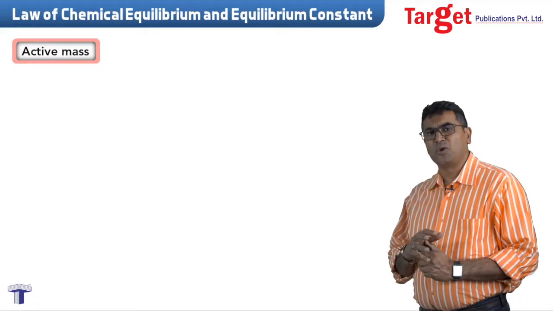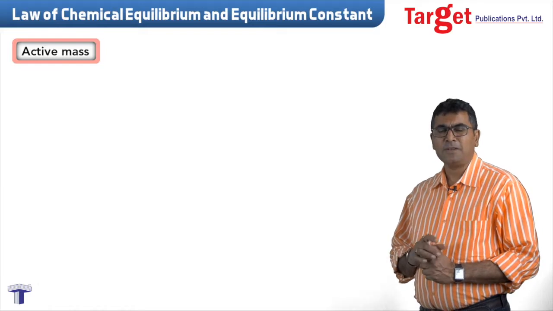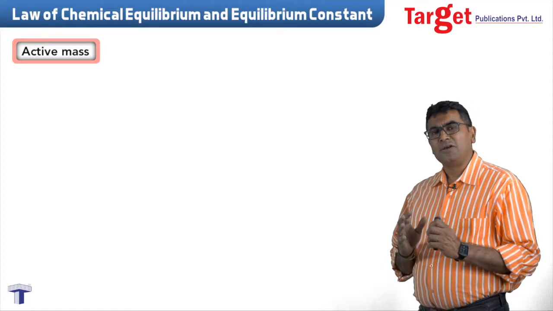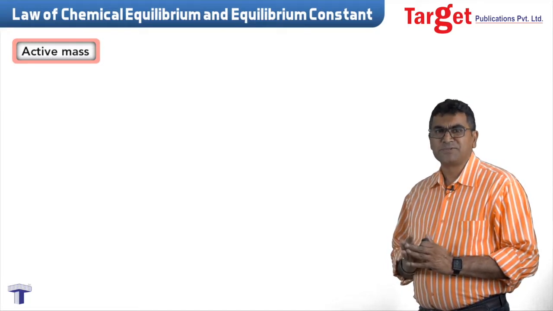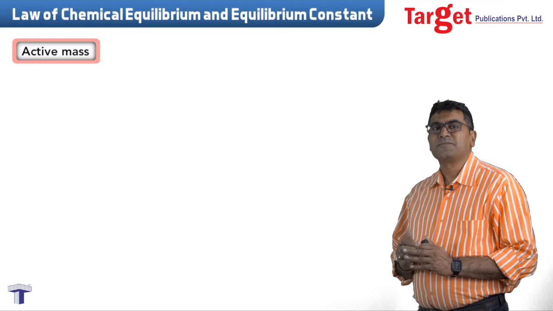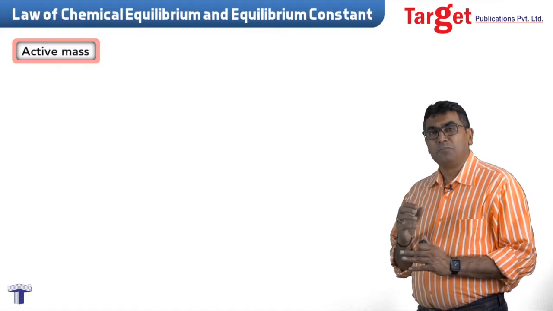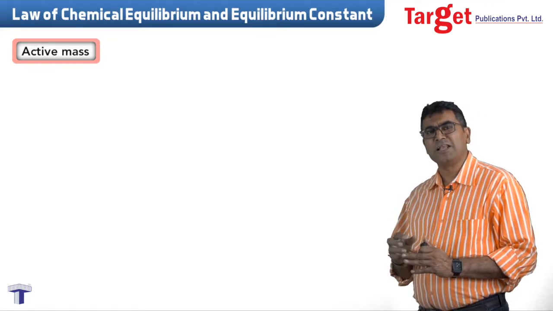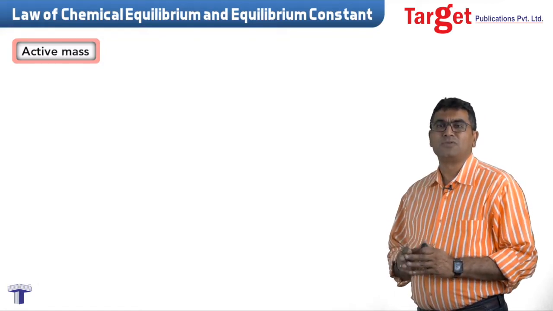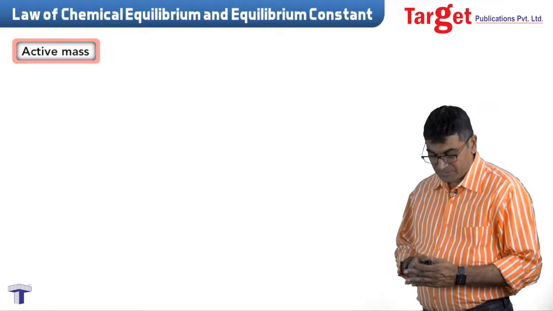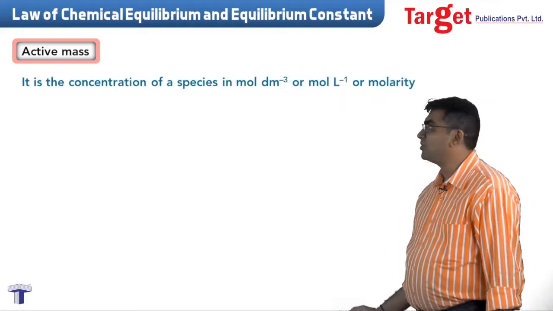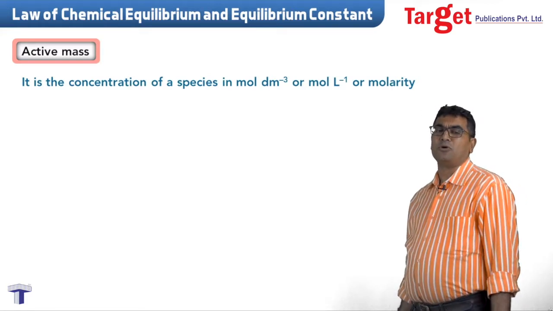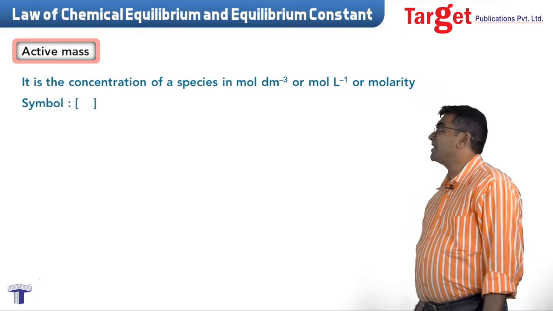Suppose this 3 moles of NaOH is dissolved in 5 liters of water. Then we get total solution as 5 liters. This 3 upon 5 represents the moles per liter of the solution. This moles per liter is nothing else but the molarity of the solution. This is the same as active mass. So when we speak about the term called active mass, it is the concentration of species in terms of mole per dm cube or mole per liter, or is nothing else but molarity.